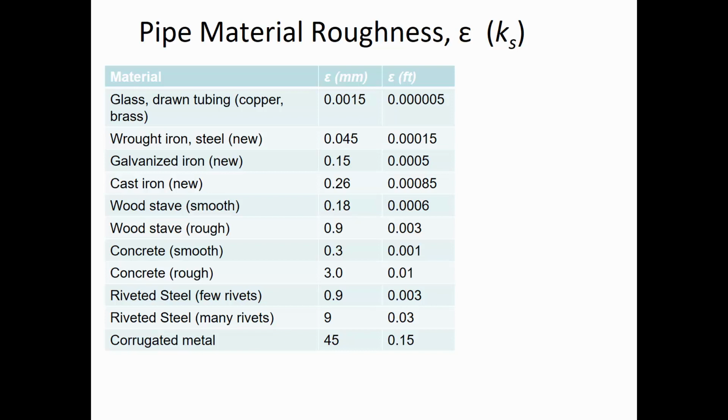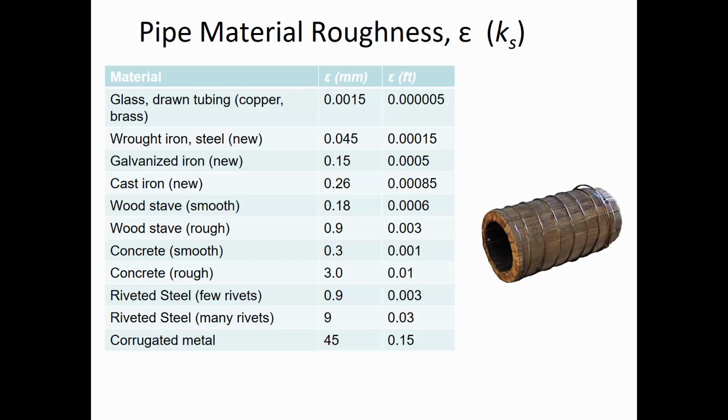In the case of cast iron, which is a pretty widespread pipe material, you'll see that new cast iron has an equivalent sand roughness of 0.26 millimeters, or in terms of feet, 0.00085 feet. You can see that there are some pretty weird pipe materials there. Wood is on the list, and in fact it was common long ago to make water distribution pipes out of wood, in the same way that barrels were used to transport liquids.